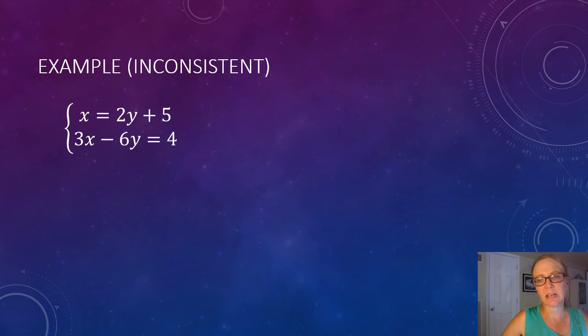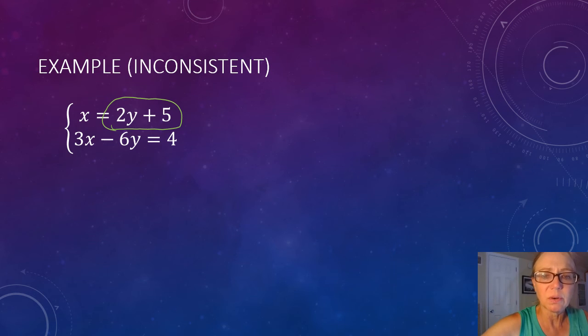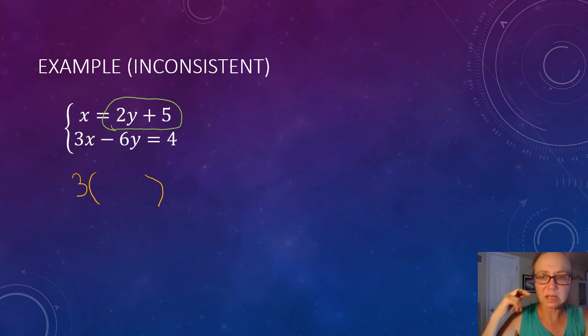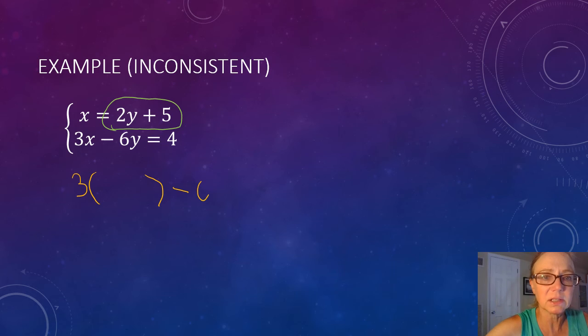Our other special case is the case of an inconsistent system, where the two lines are actually parallel and they never intersect, so there's no solution. So that's what we're expecting here. Notice they're telling me that x is equal to 2y plus 5. So I'm going to recopy the second equation, but I'm going to take out the x and put parentheses where it was. I've got a minus 6y and I've got an equals 4.